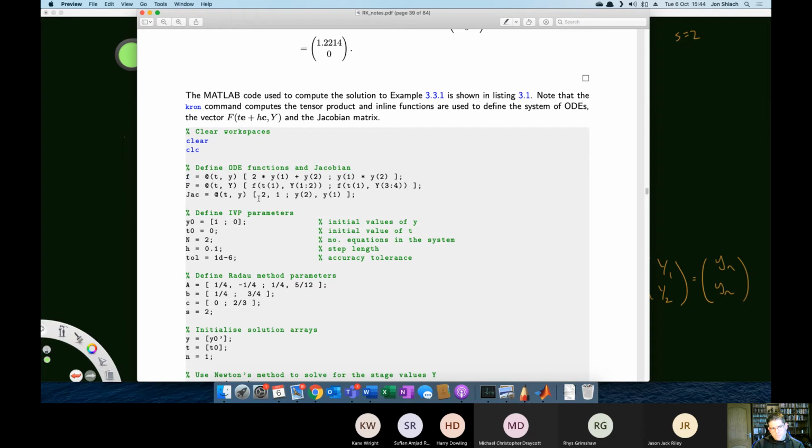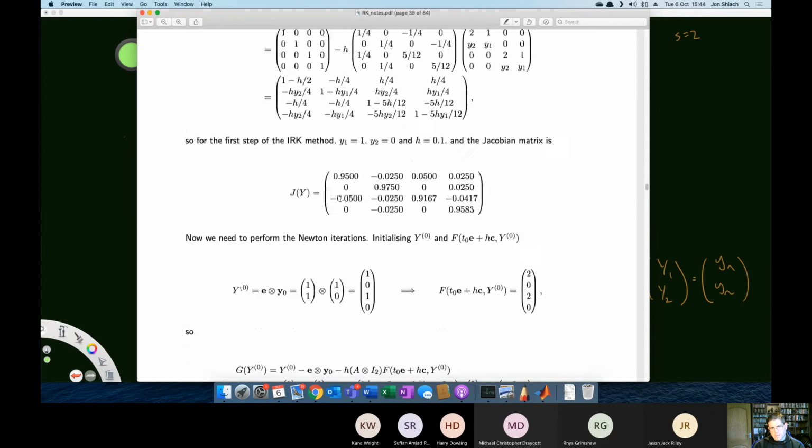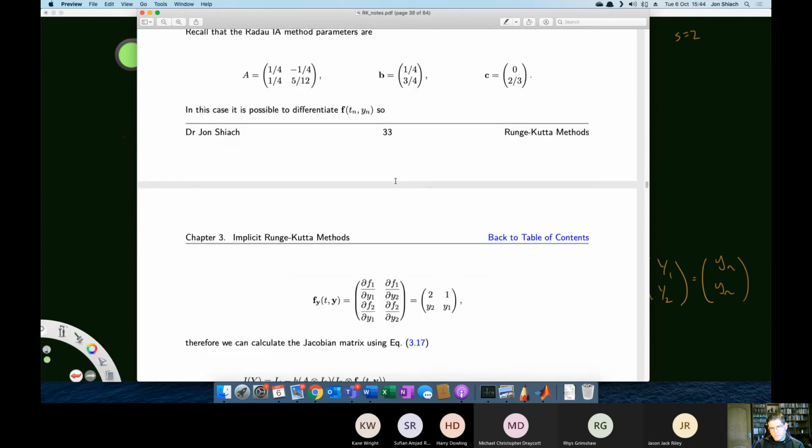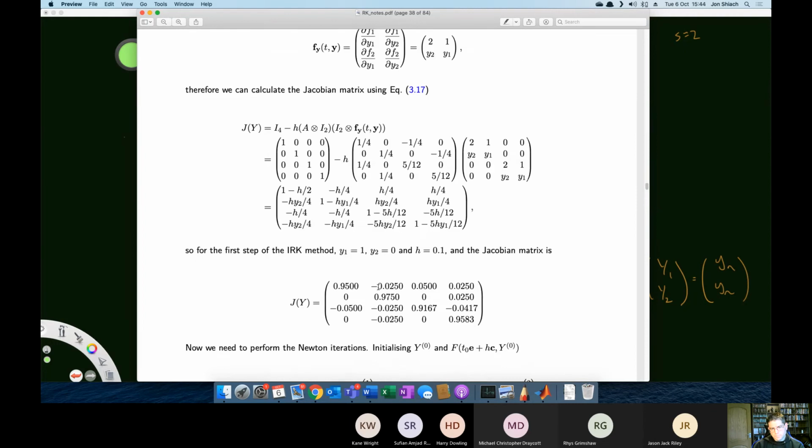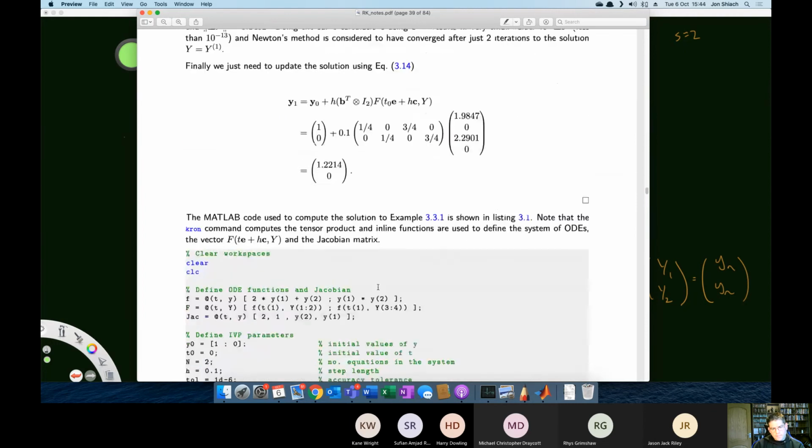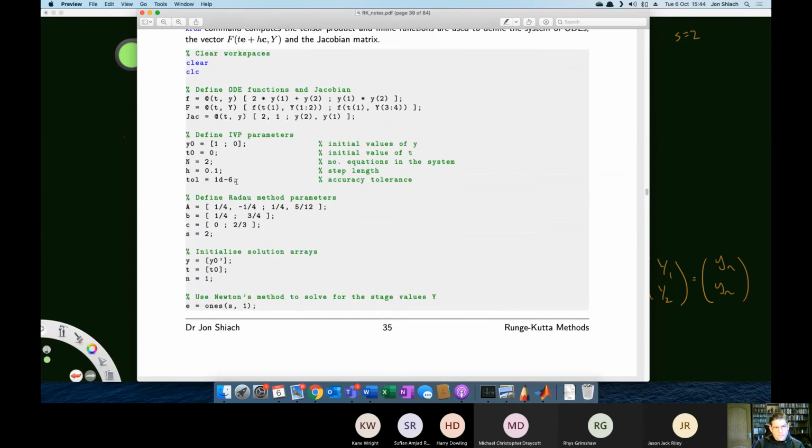Now we've got the Jacobian, which I've called JAC, and that Jacobian was 2, 1, y2 and y1. I got that from, where are we? Here. Same thing again. Define IVP parameters.